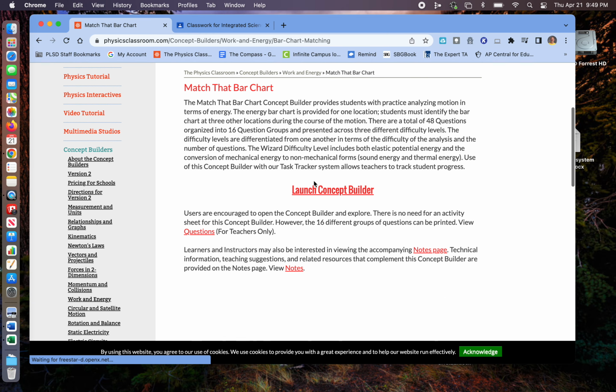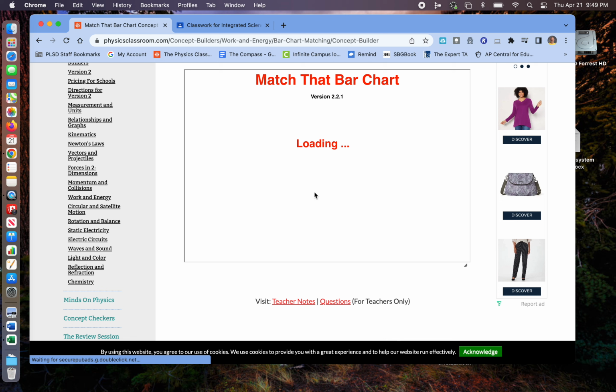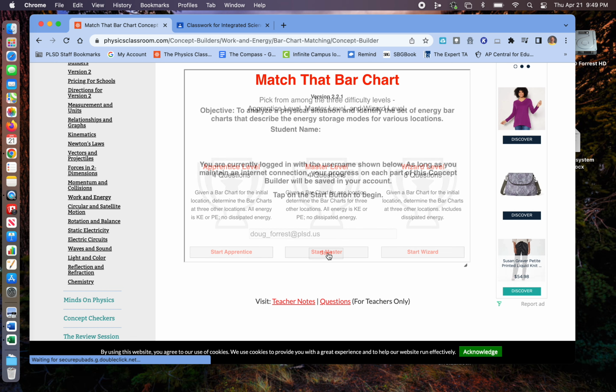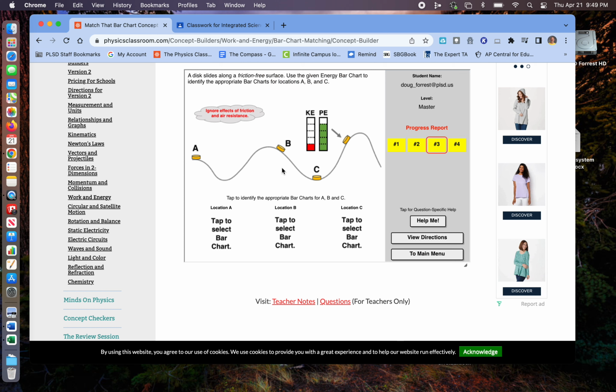Again, there's three different levels here as well. There's the apprentice level, there's the master level, and there's the wizard level. Both the master level and the apprentice level I think are fairly straightforward because they don't have friction, so I'll do one example here. And then the wizard level is more challenging. There is friction, which causes dissipated energy as heat.